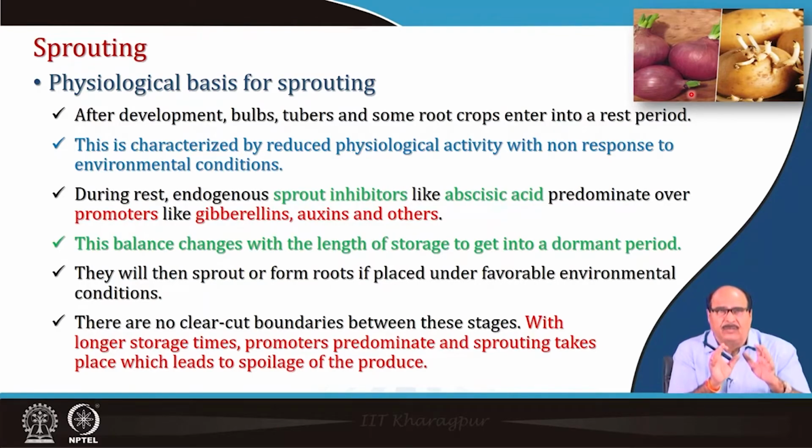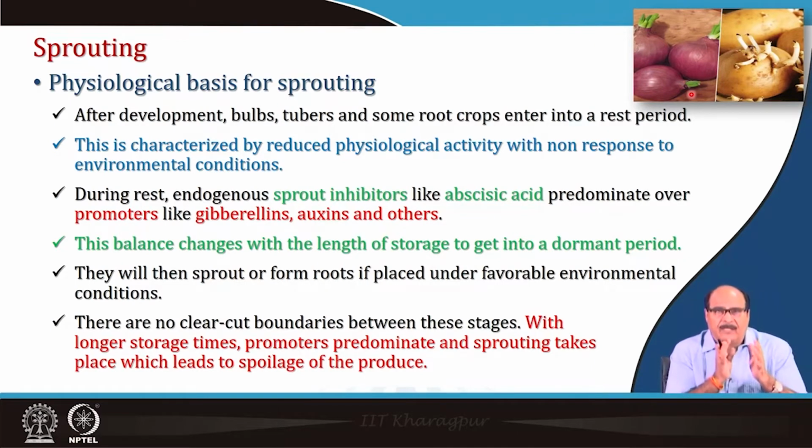This rest period, after their proper development and maturity, is characterized by reduced physiological activity with non-response to environmental conditions. So physiologically we say it is a rest period. During this rest period, what happens? These commodities have both sprout inhibitors as well as sprout promoters. During the rest period, sprout inhibitors like abscisic acid predominate over the promoters like gibberellins, auxins and others, which are already inherently present in these materials.